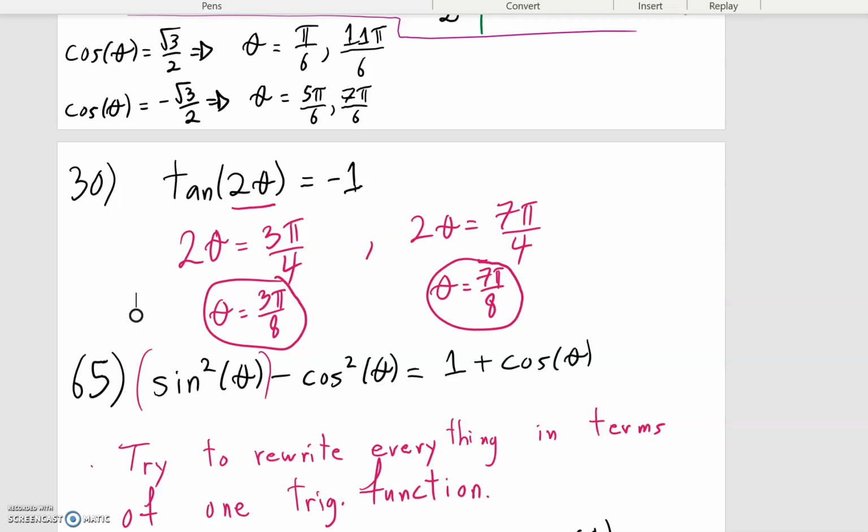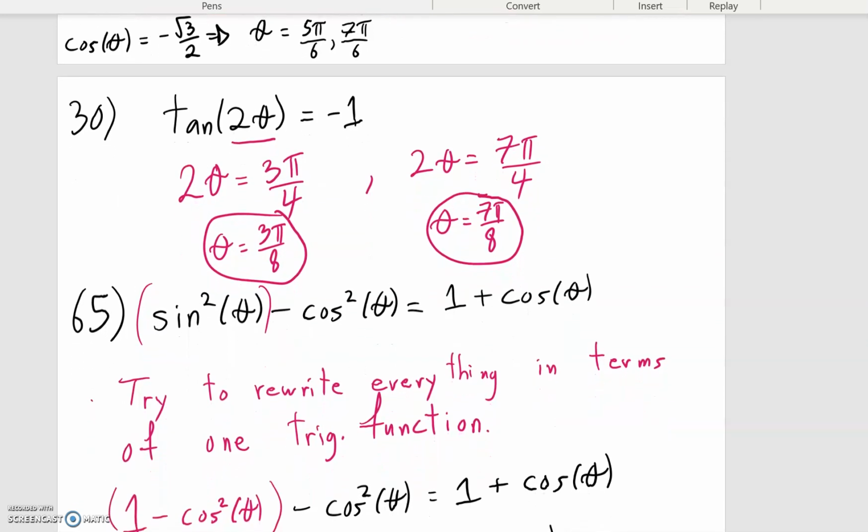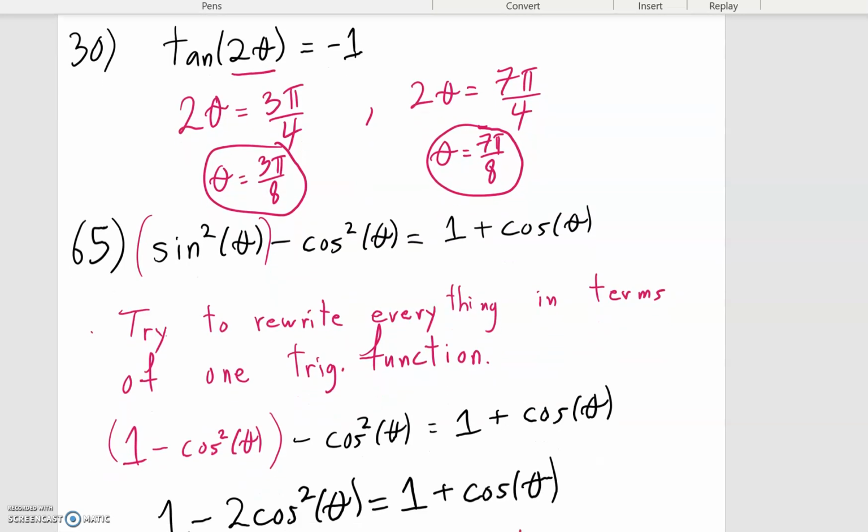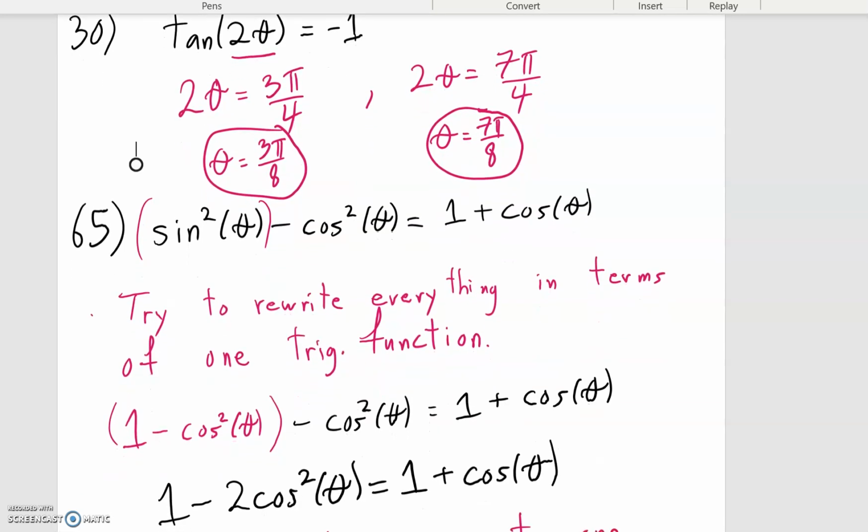You can do this by using your Pythagorean identity for sine squared of theta plus cosine squared of theta equals 1. So I rewrote this on the next line. We have 1 minus cosine squared of theta minus cosine squared of theta equals 1 plus cosine of theta. Combining like terms on that left-hand side, you end up with the following. 1 minus 2 cosine squared of theta equals 1 plus cosine of theta.